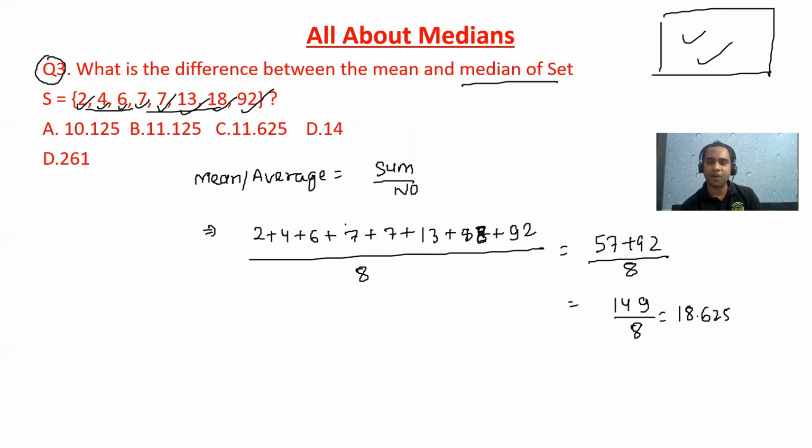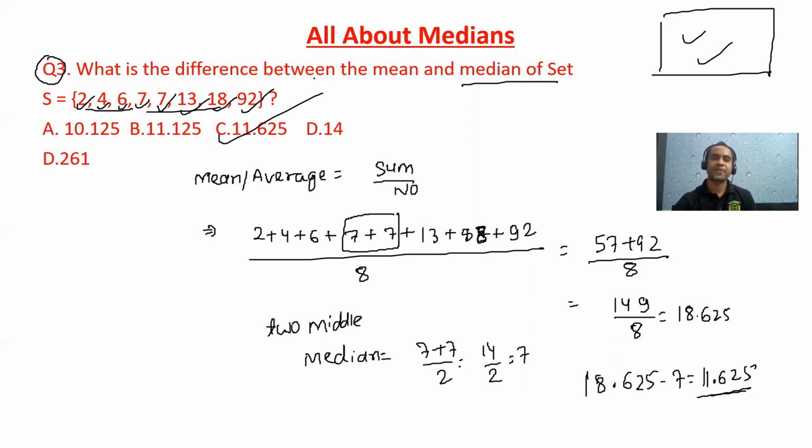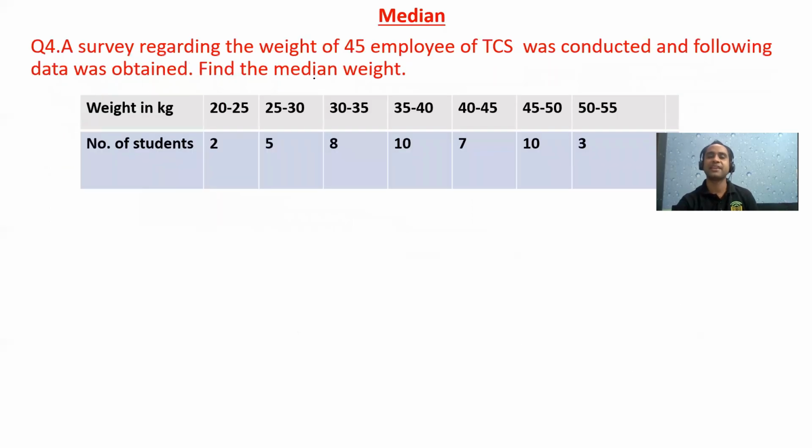Now if I talk about the median, then I have a total of 8, that means 2 middle numbers. So I have 2 middle numbers, so my median will become equal to what? My median will become 7 plus 7 divided by 2, that means 14 by 2, which is equal to 7. So 18.625 minus 7, that means 11.625 will become my answer. Okay, so 11.625. So option 3 for question number 3 is the answer.